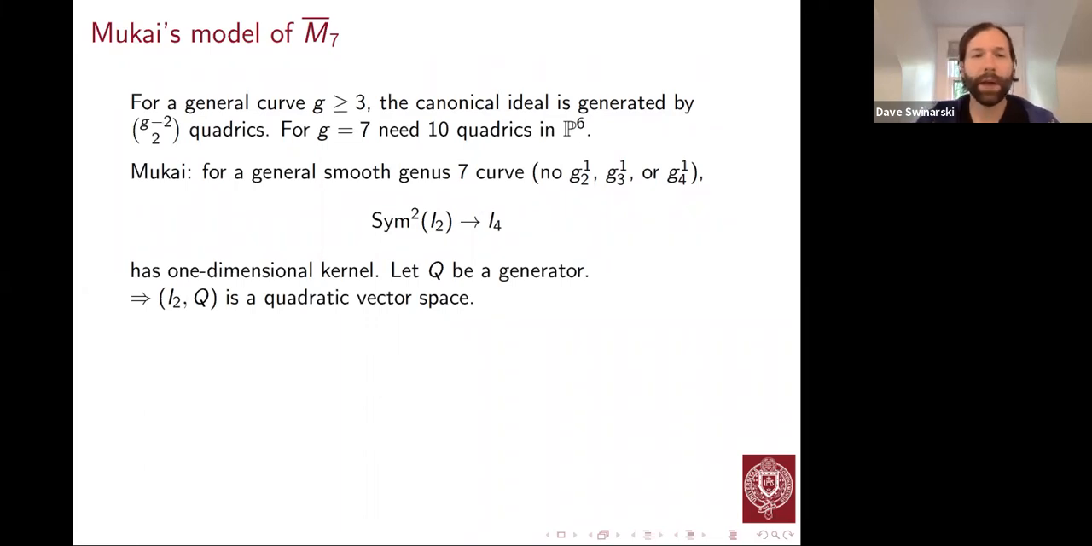Mukai observed that for a general smooth genus 7 curve, and here by general I mean it should be not hyperelliptic, not trigonal, and not tetragonal, if you look at the multiplication map from Sym2 of the degree 2 part of the canonical ideal into the degree 4 part of the canonical ideal, this has a one-dimensional kernel. And so we can choose a generator Q of that kernel, and we can think of it as a quadratic form on the vector space of quadrics.